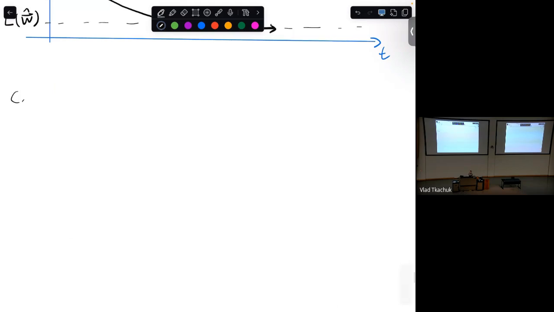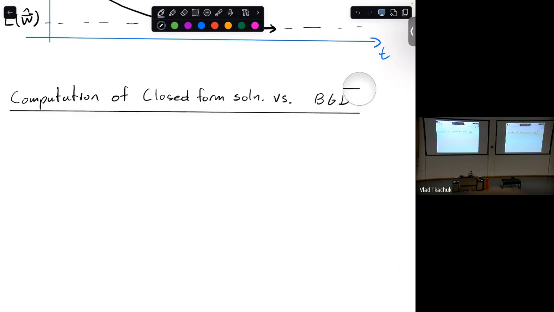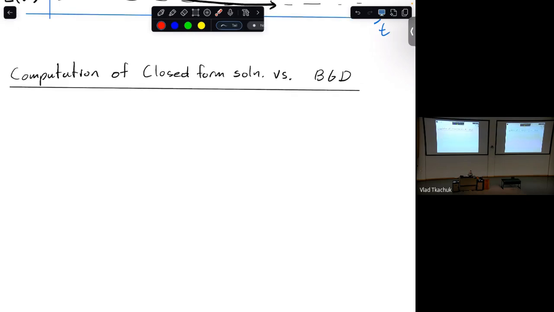So the first thing we want to do is compare the computation of the closed form solution versus batch gradient descent. Okay. And we're going to do this with as minimal computational complexity notation as possible, but hopefully still giving you the correct vibes of what's going on here.